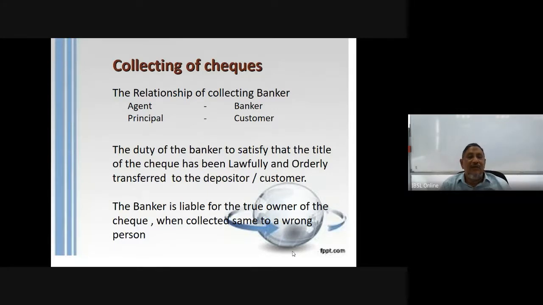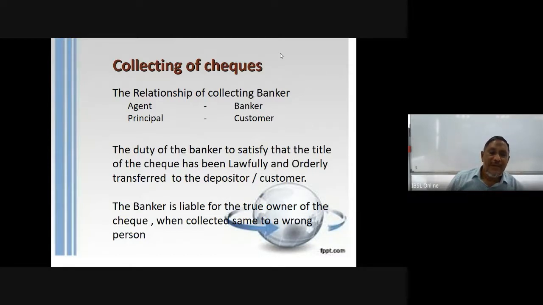Therefore, it is the duty of the banker to satisfy that title of the check has been lawfully and orderly transferred to the depositor. Now, there's a problem. If a collecting bank had to check each and every check deposited to the account, whether it was lawfully and orderly transferred to the depositor by the drawer or a third party, it's going to be a cumbersome job. But responsibility is not left over.